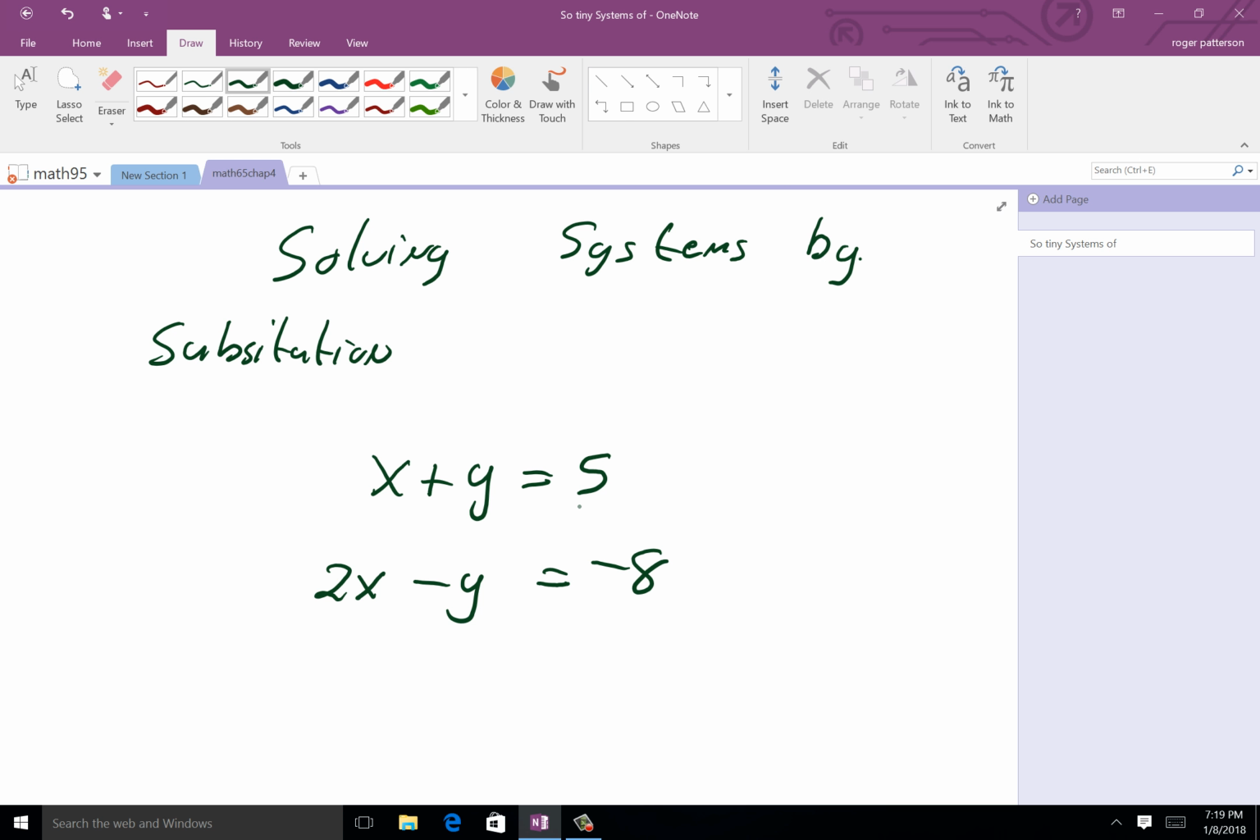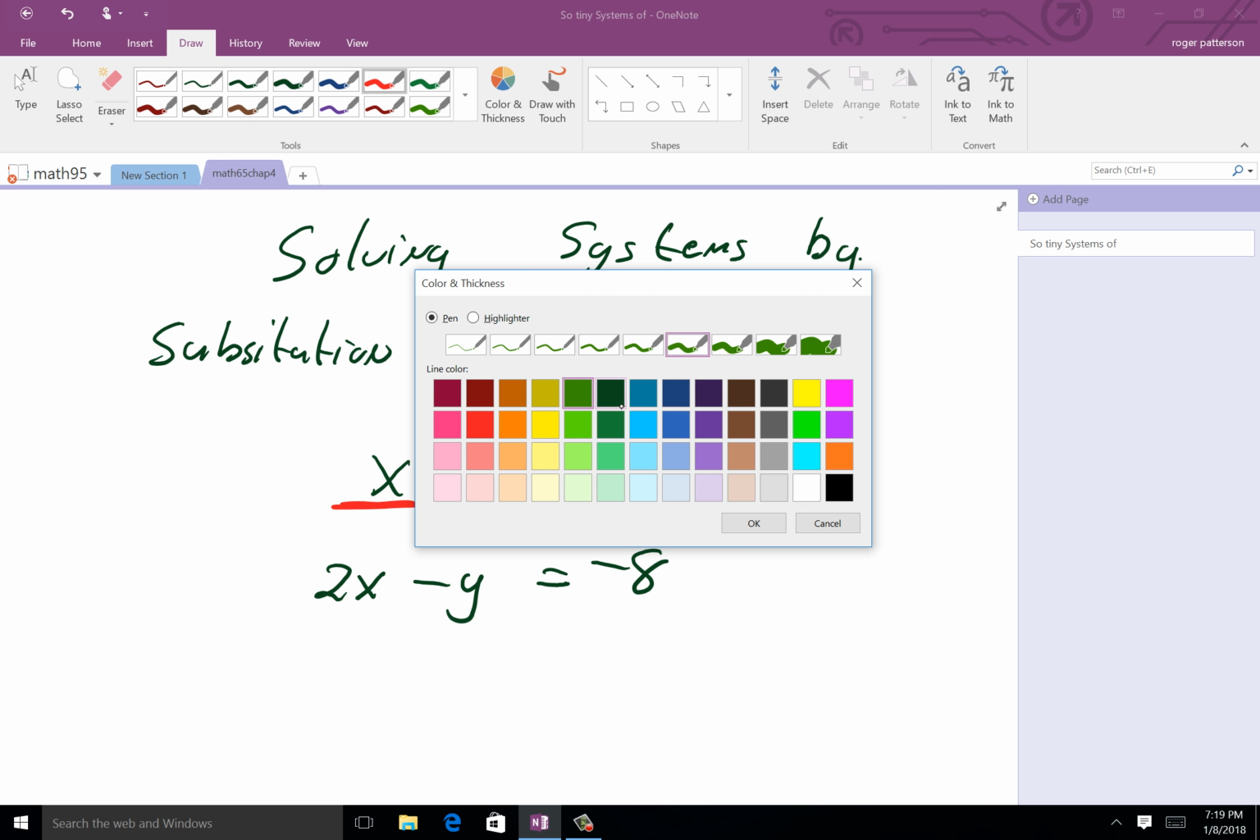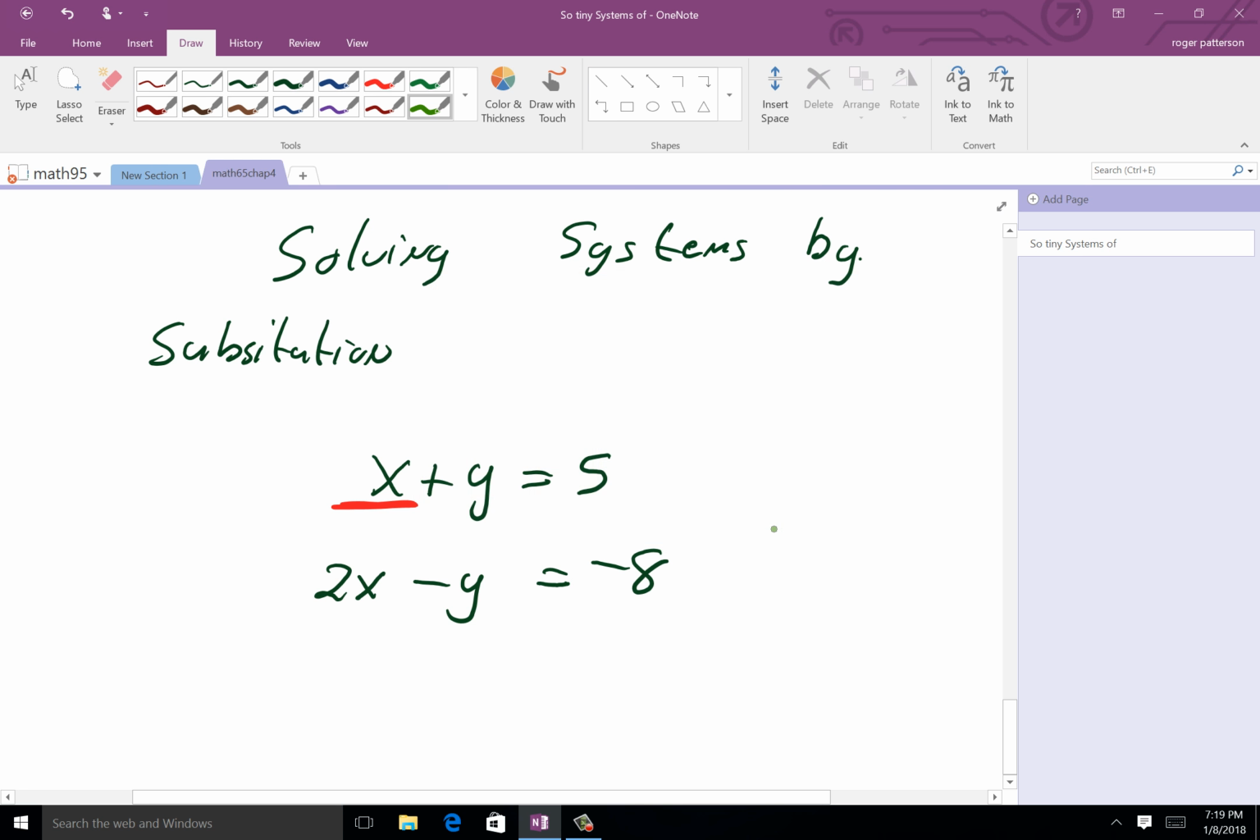So I'm just going to go ahead in this case and solve for this x right here. I don't know why. Just feel like that's what I want to do. So I'm going to solve for this x. So I'm going to move this y over to this side. So I have x equals 5 minus y. All right.